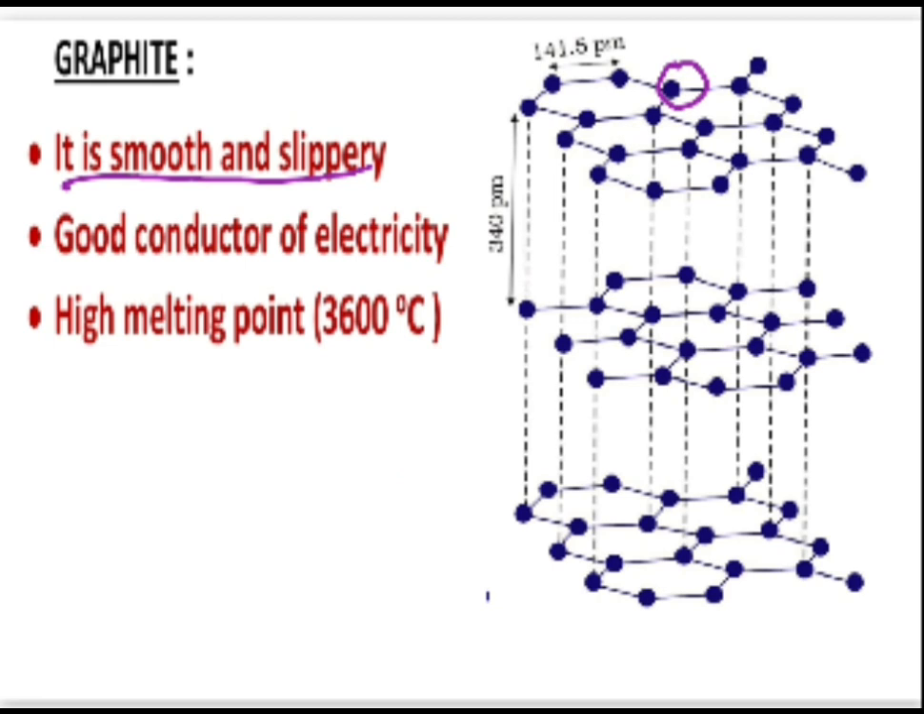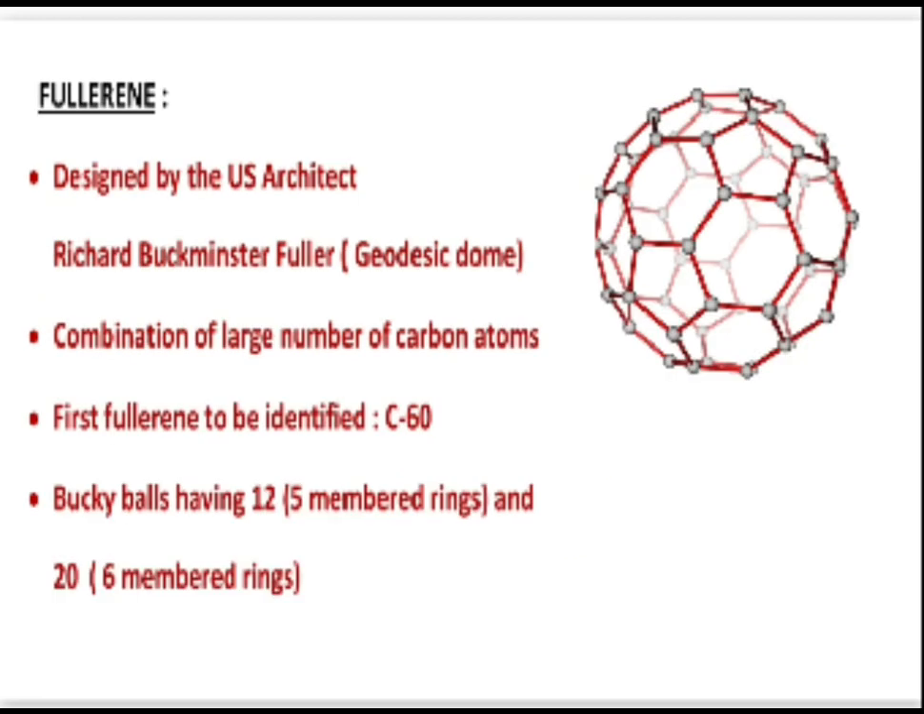After that, let's move to the next allotrope. The next important allotrope of carbon is fullerenes. Chemically, fullerenes are formed by a combination of a large number of carbon atoms, as you can observe from the image here. The first identified fullerene was C60. Its structure resembled that of a buckyball or the football, soccer ball, and so it was also commonly termed buckyballs. These buckyballs were found to have 12 5-membered rings and 20 6-membered rings.